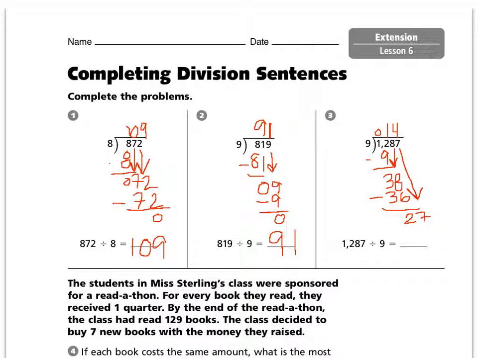9 goes into 27 3 times. 3 times 9 is 27. I subtract, and I get 0. My answer is going to be 143.